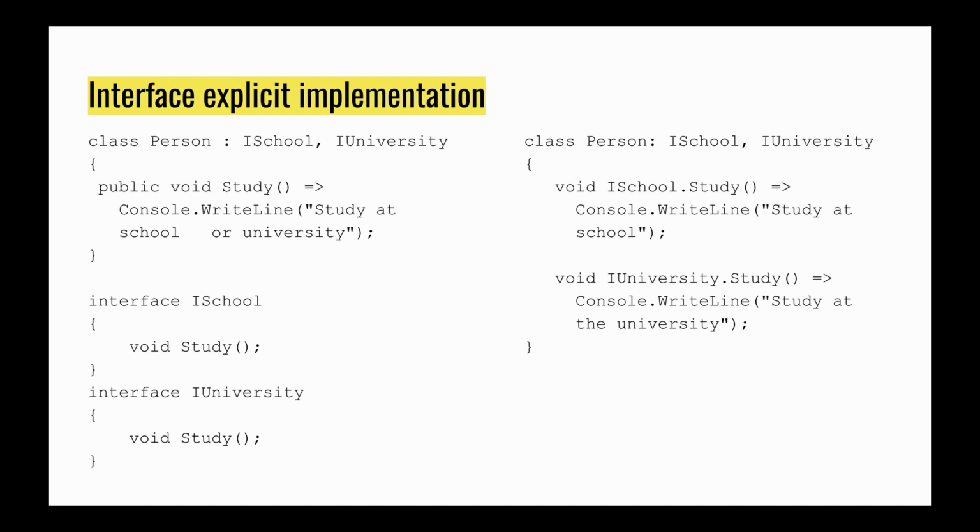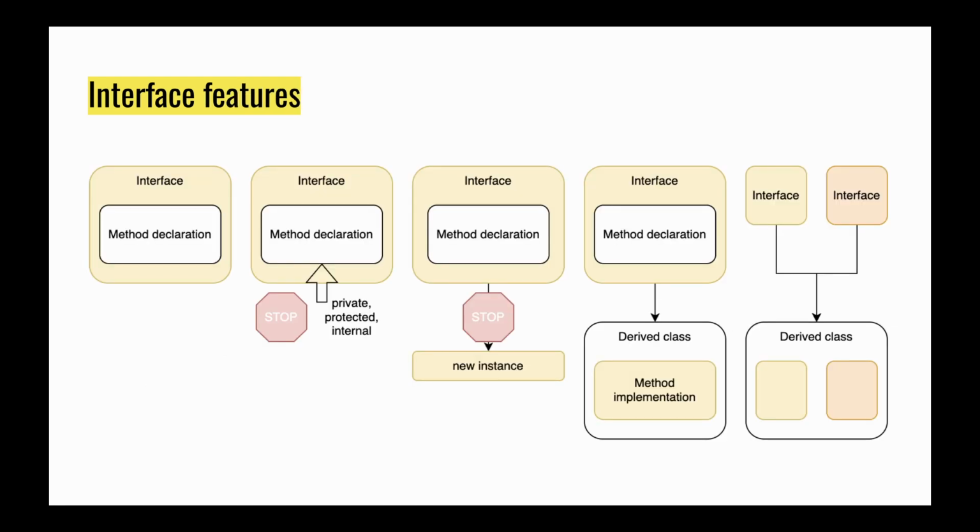The Person class defines a single Study method, creating a single common implementation of both implemented interfaces. Regardless of whether we consider the person object as an object of type ISchool or IUniversity, the result of the method will be the same. To delimit implemented interfaces, you must explicitly apply the interface. Below are the important properties of the interface in the C# programming language.